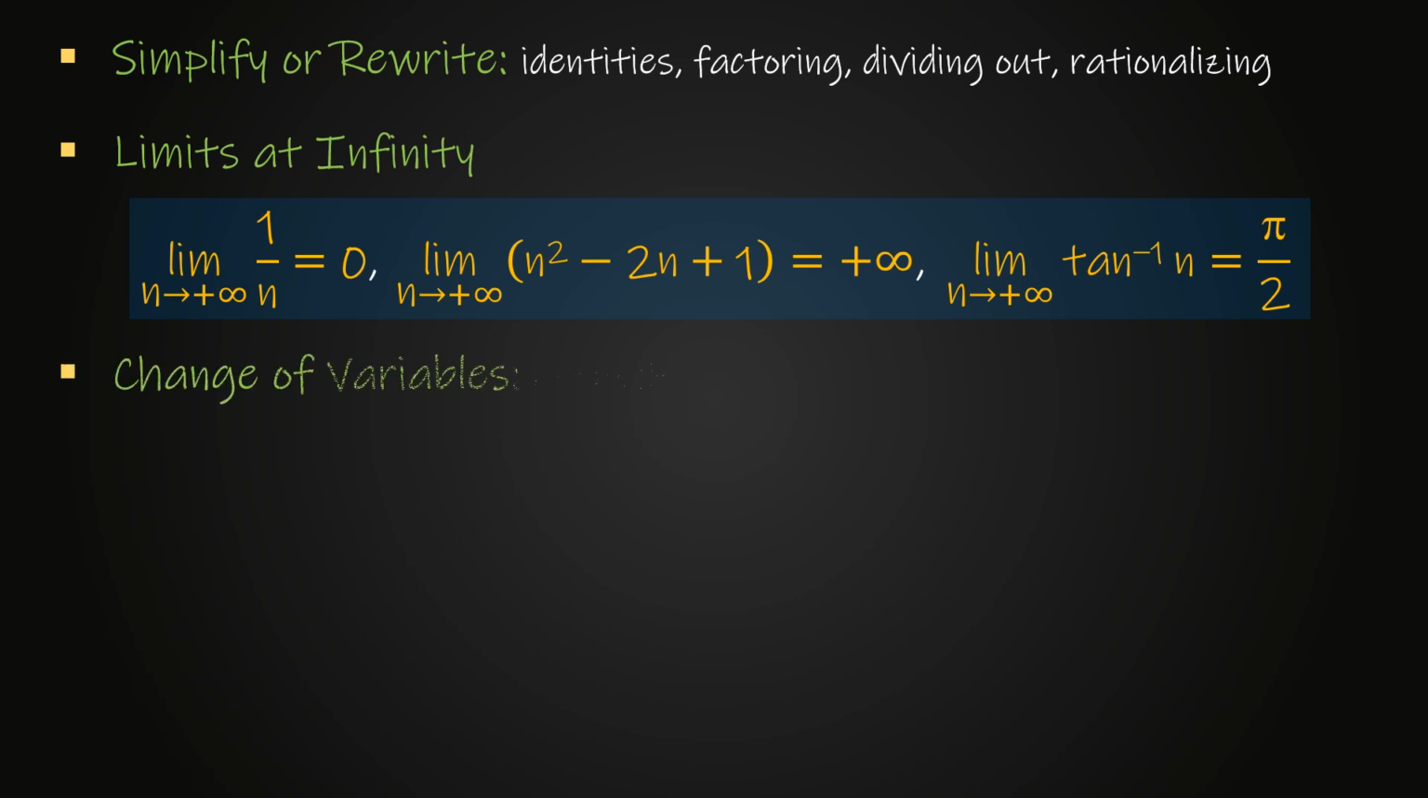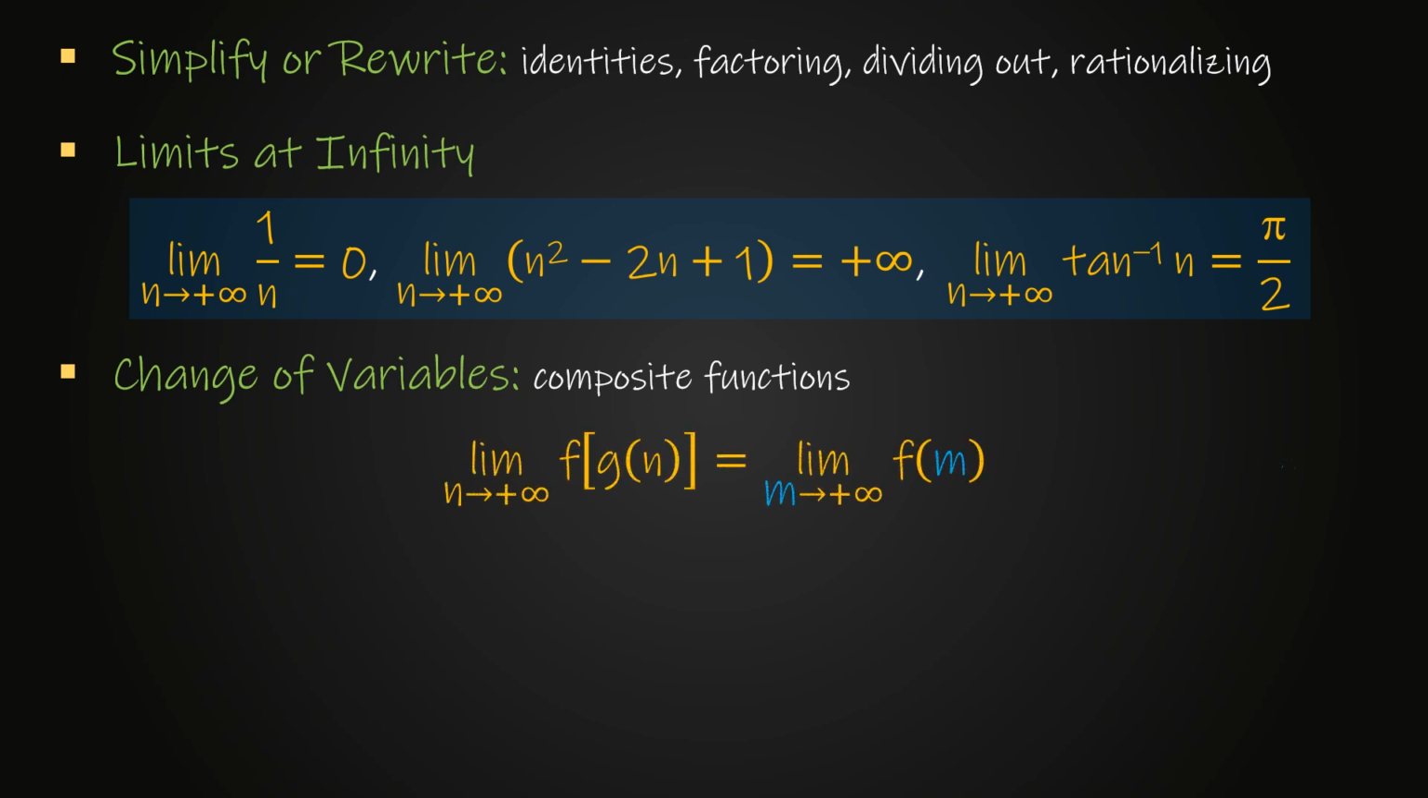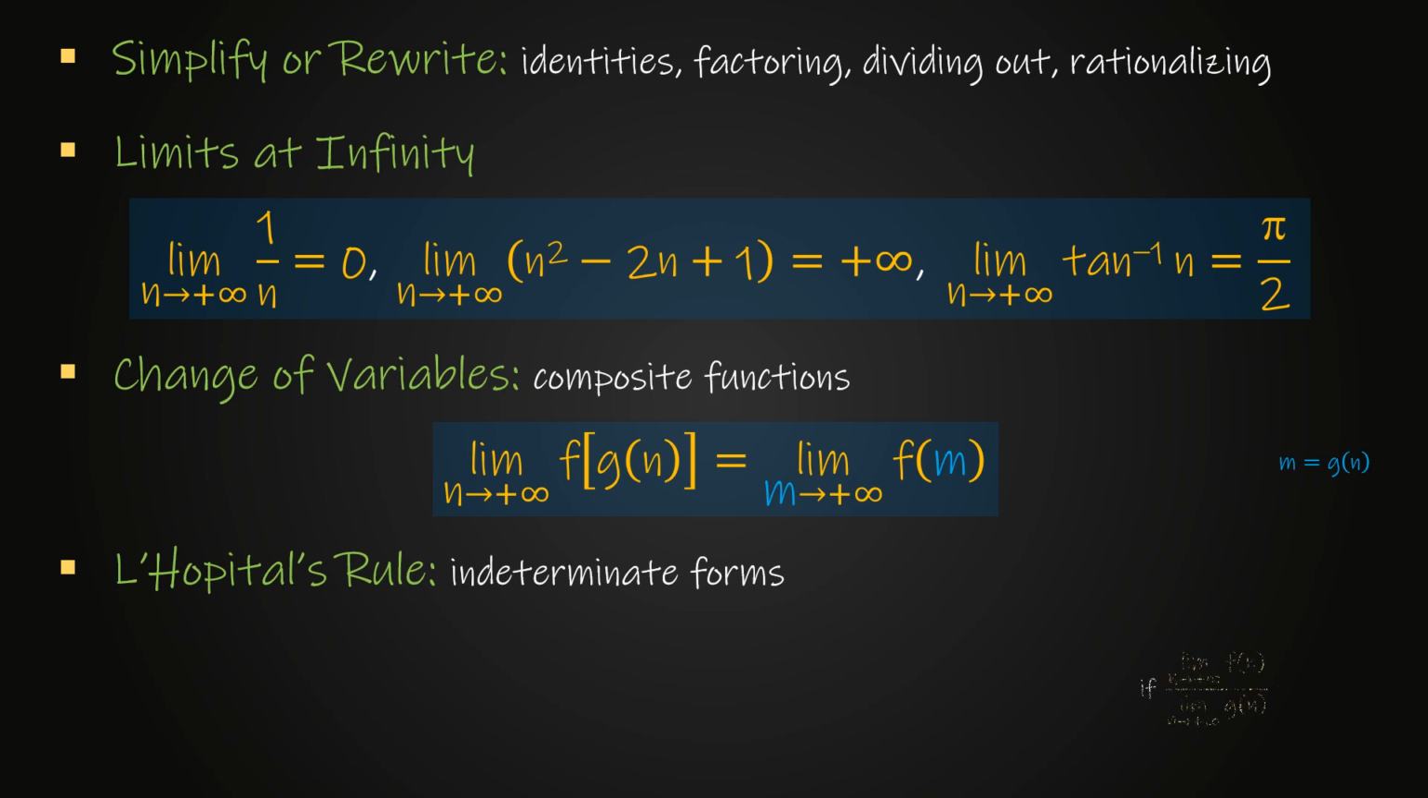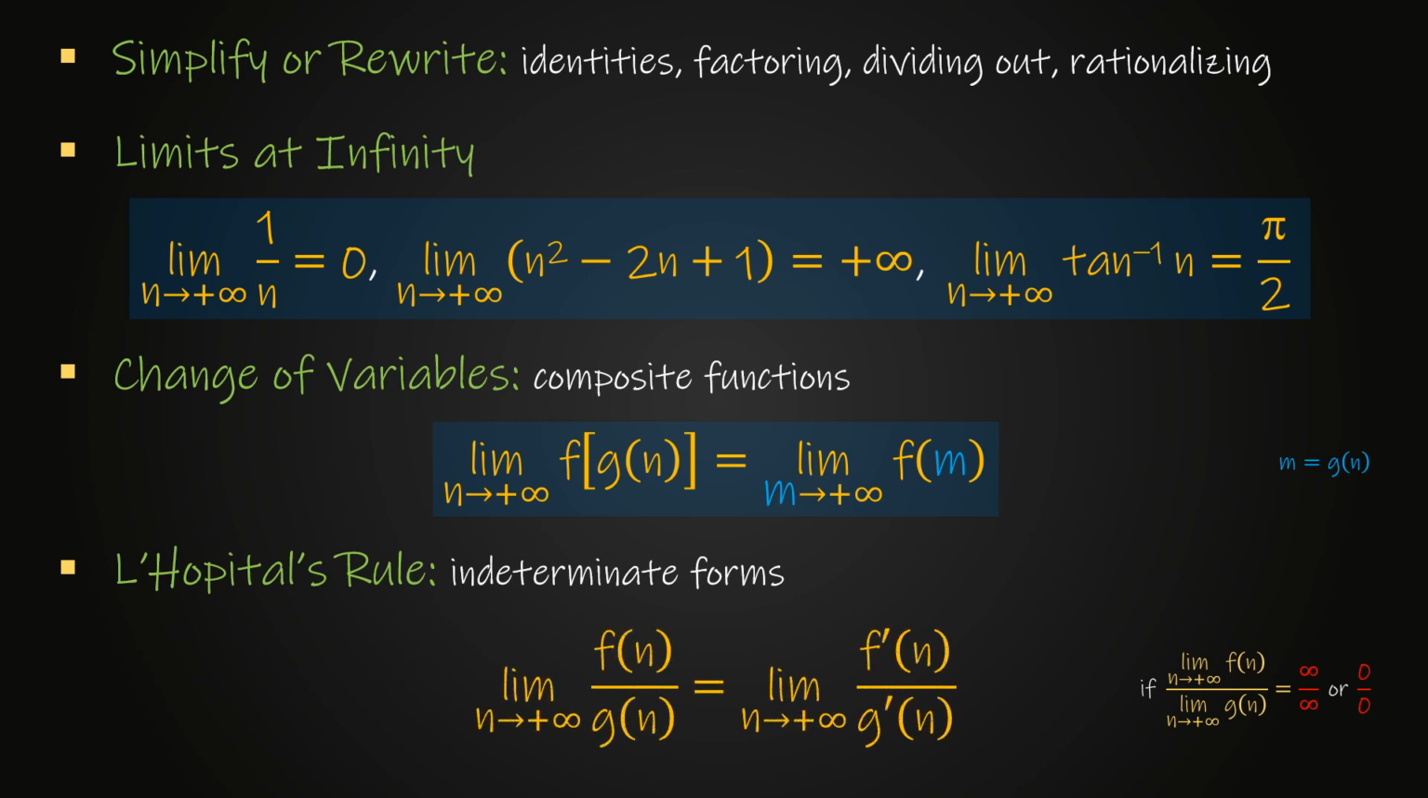Change of variables. Apply this technique for composite functions. The inner function is replaced by a new variable, and the limit is taken with respect to that new variable. And L'Hopital's rule. This method is for limits leading to indeterminate forms. If the initial evaluation of the limit of a quotient is infinity over infinity or 0 over 0, take the limit of the quotient of the derivative of the numerator and the derivative of the denominator.